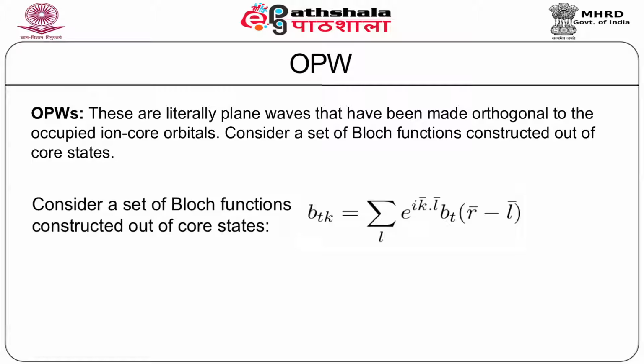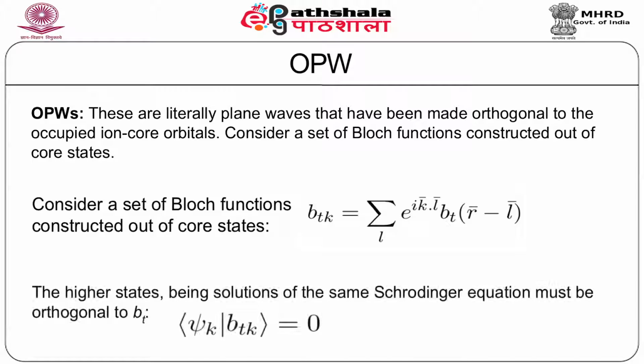This is actually a solution of the Schrödinger equation of the whole crystal corresponding to one of the core levels having an energy given by epsilon t. It could form, therefore, a narrow band which is fully occupied. The higher states, being solutions of the same Schrödinger equation, must be orthogonal to b_t, so that we should have this expression that the product of psi k and b_tk is equal to 0.